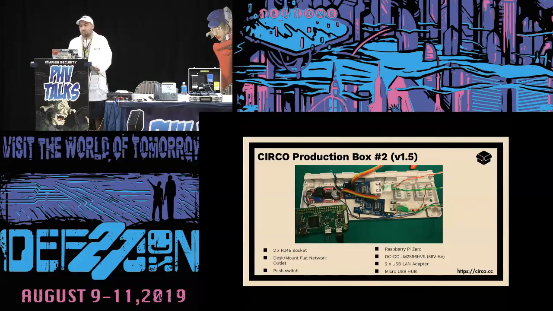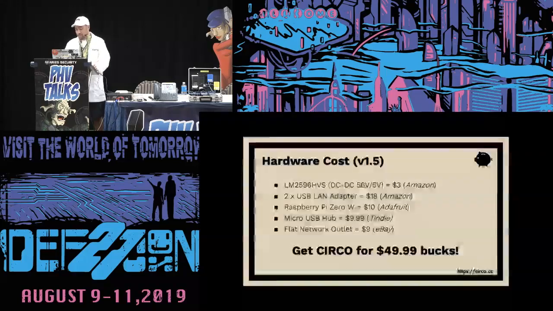How much does this cost? Because this must be a really expensive thing. Well, this is an example of how much this box costs, right? To give you an idea, this is a Raspberry Pi Zero. The two USB LAN adapters and the micro USB hub are ridiculously small. And then just the outlet, which is one of the more expensive things. The outlet, I think, is $10 or something. So yeah, you can get this for $50.